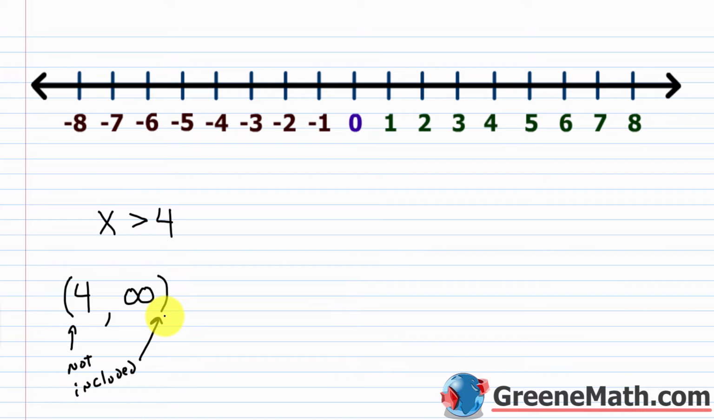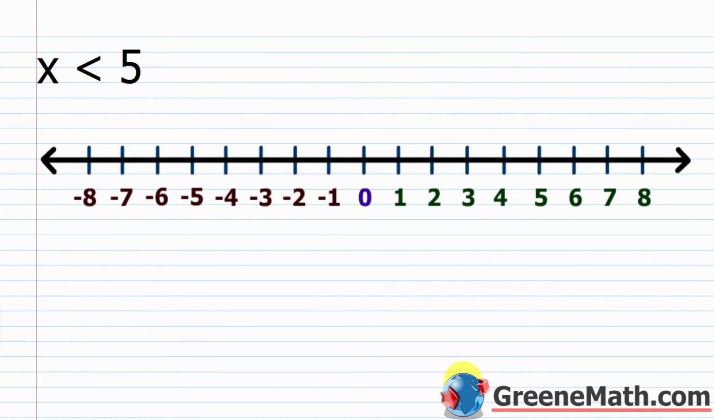And then graphically, we're looking for 4 on the number line. We're going to put a parenthesis there at 4 to say, hey, 4 is not included. And then we're going to highlight all this. And we're going to highlight that arrow to say, hey, this solution is going to continue forever and ever and ever in that right direction.